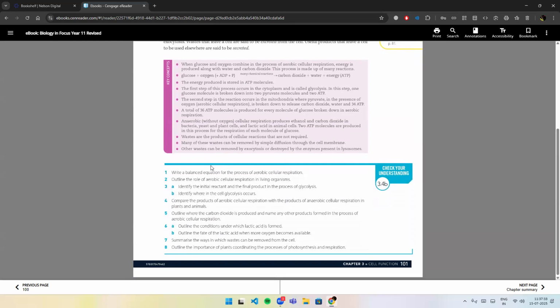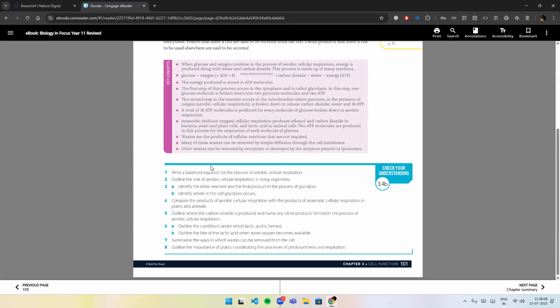The second step in the reaction occurs in the mitochondria where pyruvate in the presence of oxygen is broken down to release carbon dioxide, water and 34 ATP. A total of 36 ATP molecules is produced for every molecule of glucose broken down in aerobic respiration. Anaerobic cellular respiration produces ethanol and carbon dioxide in bacteria, yeast and plant cells, and lactic acid in animal cells. 2 ATP molecules are produced in this process for the respiration of each molecule of glucose.